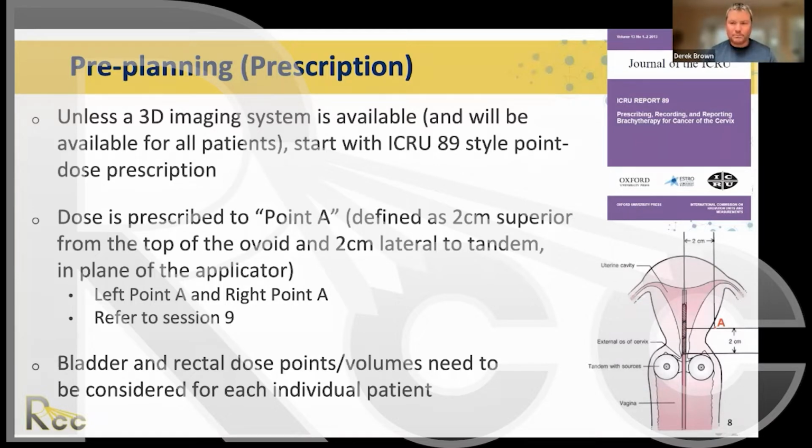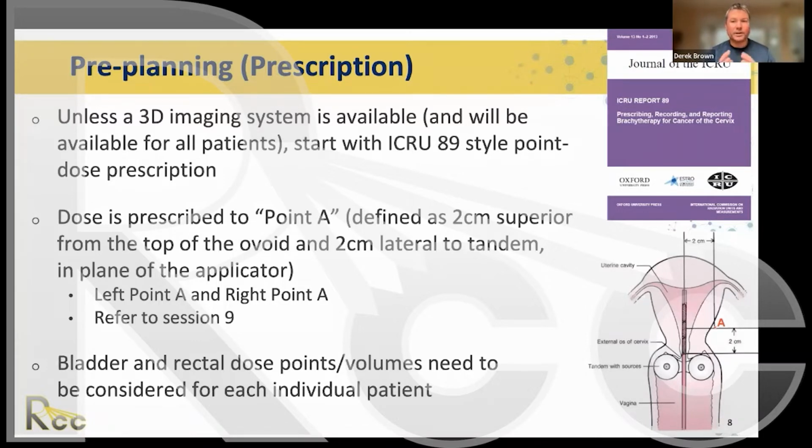then we can actually see where the tumor is, and we can start to modify the dose distribution to better cover the tumor, or in most cases, to better spare the organs at risk. So bladder, sigmoid, and rectum. So this we're still going to use when we have three-dimensional imaging systems available, CT or MRI. We're still going to use this point A as kind of our base plan.